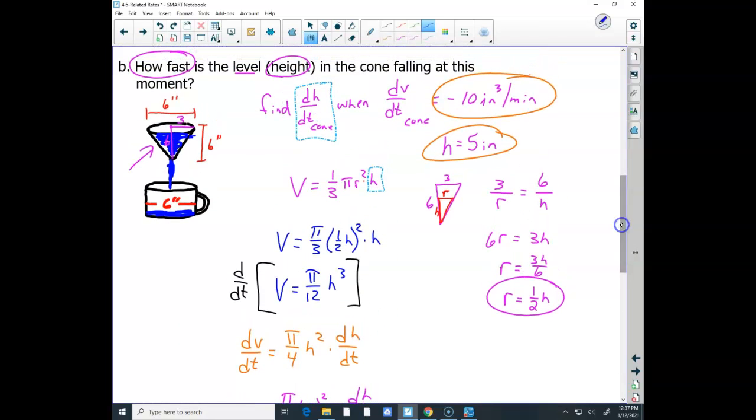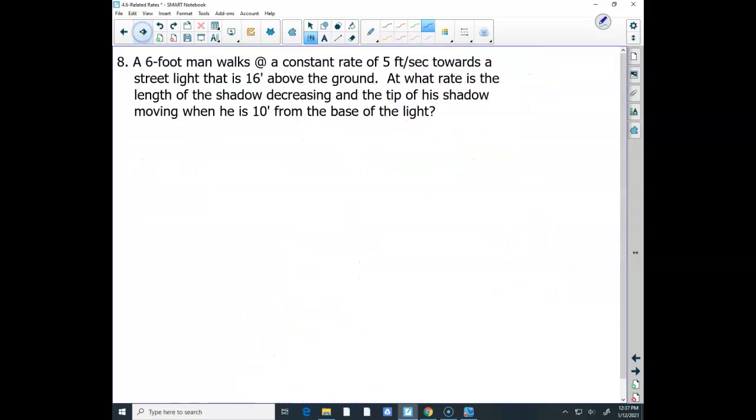Okay? So then, from there, we're going to go to the very last problem, which is our shadow problem. I don't like the shadow problems, but they're there. A 6-foot man walks at a constant rate of 5 feet per second toward a street light that is 16 feet above the ground. So we got this nice little street lamp, and it's shining out and around. And I got a dude here. Put a body, give him a long neck, some arms.